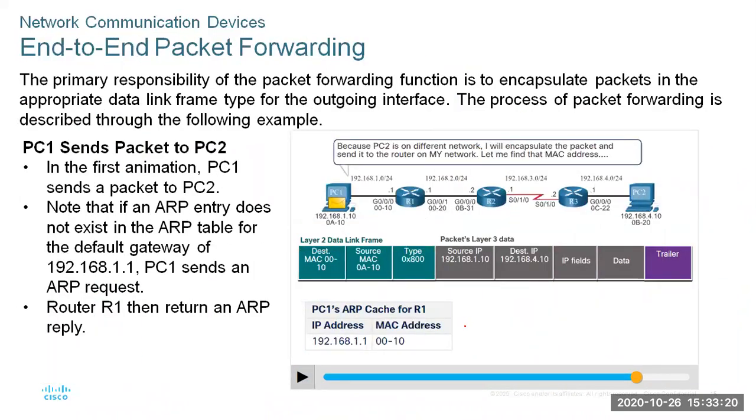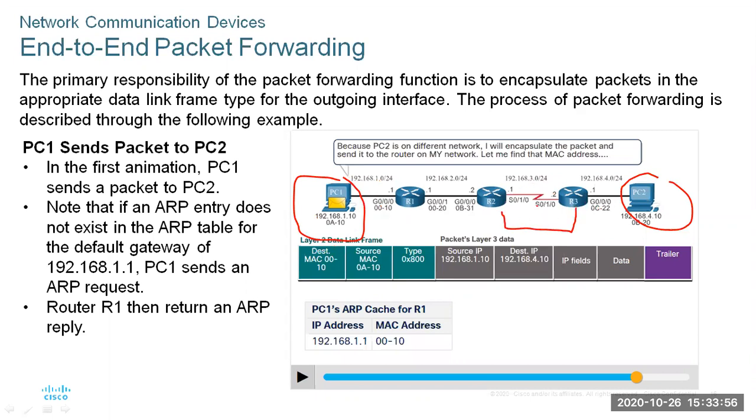Okay. The primary responsibility of the packet forwarding function is to encapsulate packets in the appropriate data link frame type for the outgoing interface. The process of packet forwarding is described through this particular example. You see PC1, for instance, is interested to send a message to PC2, and PC1 is on an entirely separate network than PC2. Can you see?